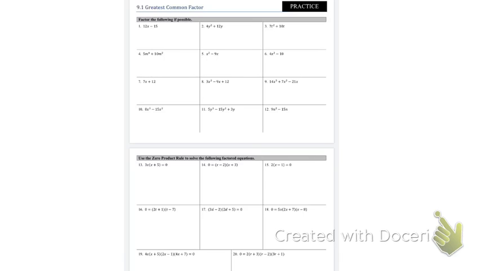All right, so let's try number 2 real quick. We're going to factor by GCF if possible. So to factor number 2, I'm going to look at 4 and 12. What's the biggest number that can divide both of them? And that number is 4. So my GCF is equal to 4. Once I have my GCF equal to 4, I'm going to divide everything by 4.